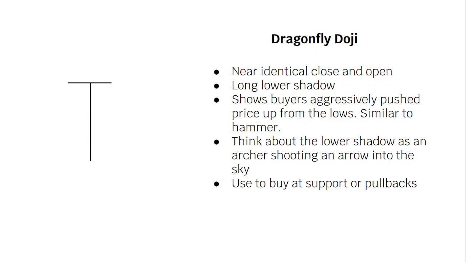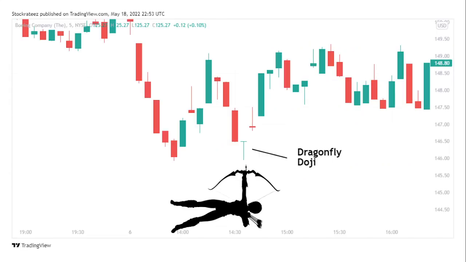So we're going to use these bullish candlestick patterns to buy at support, buy pullbacks. We don't want to buy in the middle of a range. We don't want to buy in the middle of a trend. We want to buy at areas of value. So here I made this cheap little graphic. We've got an archer. She's shooting her arrow into the dragonfly doji, and boom, her arrow sends it soaring into the sky into a new uptrend.